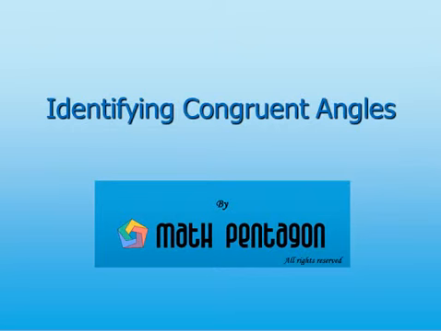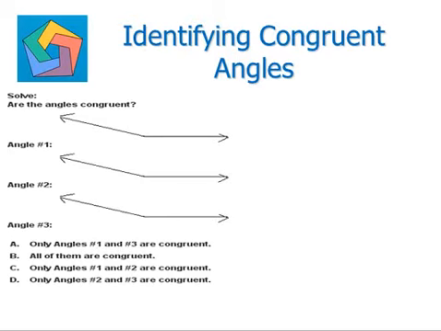To understand this concept, we will be looking at some examples. The first example says, solve, are the angles congruent? We are given three angles, angle 1, angle 2 and angle 3, and we have to find out whether they are congruent or not.